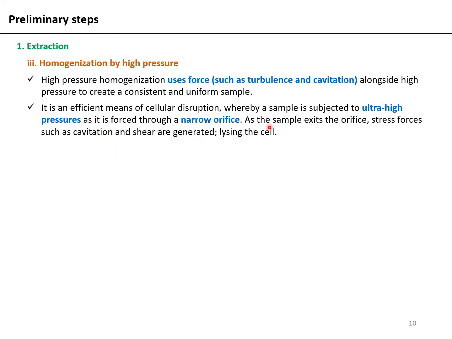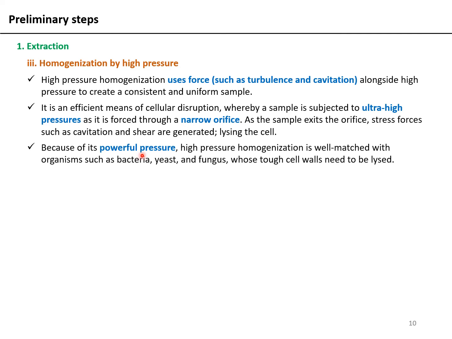As the sample exits the orifice, stress forces like cavitation and shear forces are generated, and these forces then ultimately lyse the cell. Because of its powerful pressure, high pressure homogenization is well matched with organisms like bacteria, yeast and fungus, where you have a tough cell wall that needs to be lysed. Such high pressure homogenization is typically not required for systems that do not have a cell wall, like mammalian cells or insect cells.